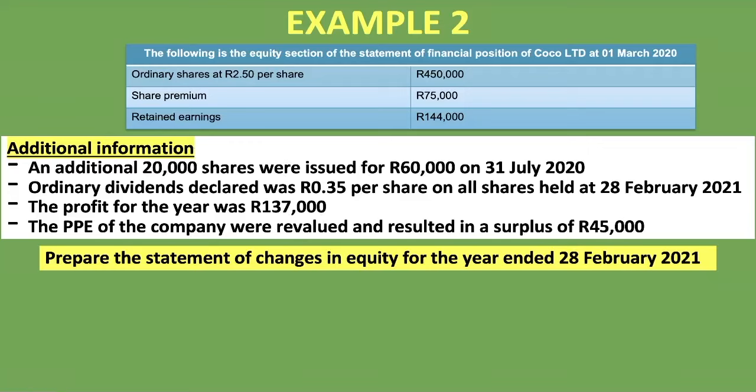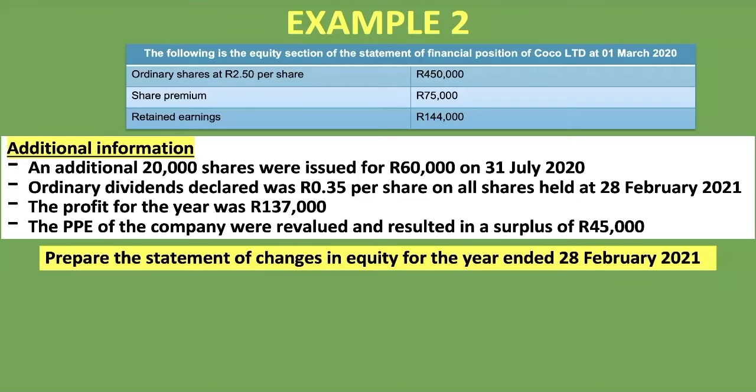Yes, the only one we have not done from the information that we are given is the dividends. We are told that the ordinary dividends declared was 35 cents per share on all shares held at 28 February 2021. Very, very important to note that. Remember, when we issue dividends, we are issuing dividends per share. But on which shares are we issuing dividends?